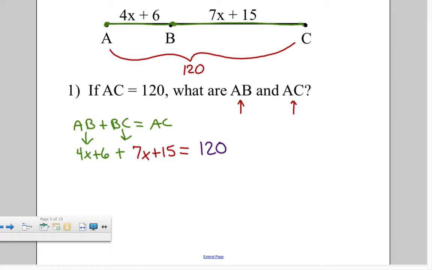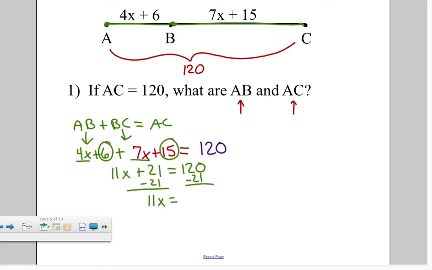So I'm going to add these like terms and do the algebra. These two like terms give us 11x. And then I have these two like terms, 6 plus 15, which gives me 21, equals 120. So now I'm going to subtract 21. Right now I'm going to keep it showing my work. 120 minus 21, I get 99. Then I'm going to divide by 11 and get 9.